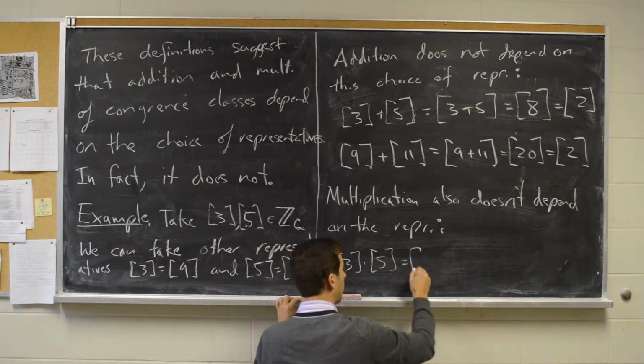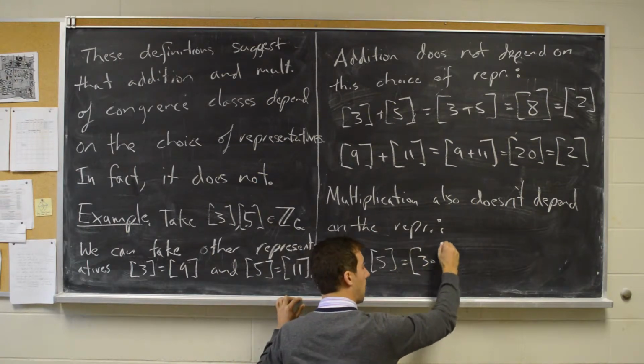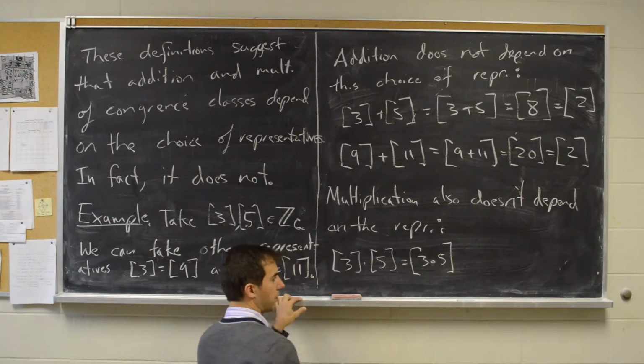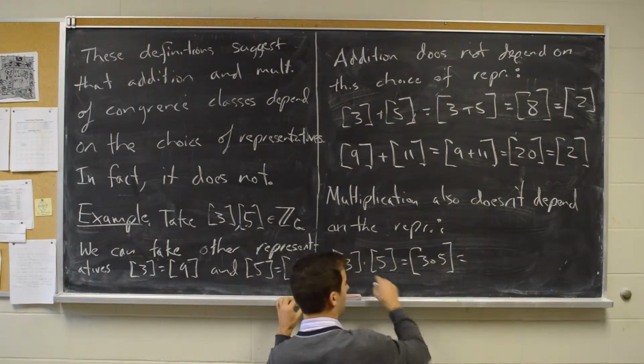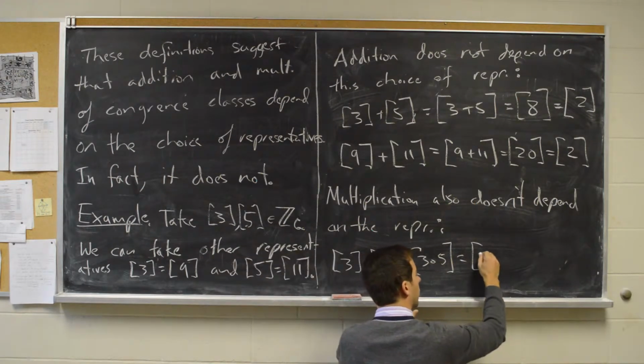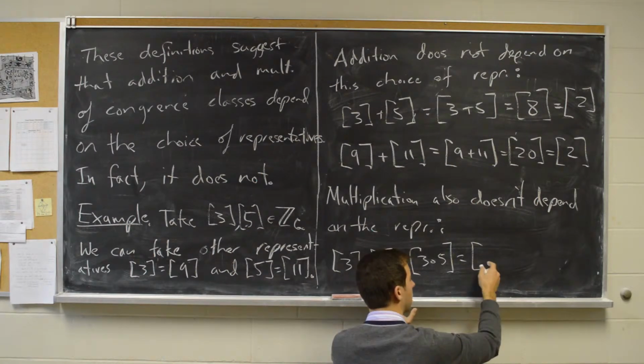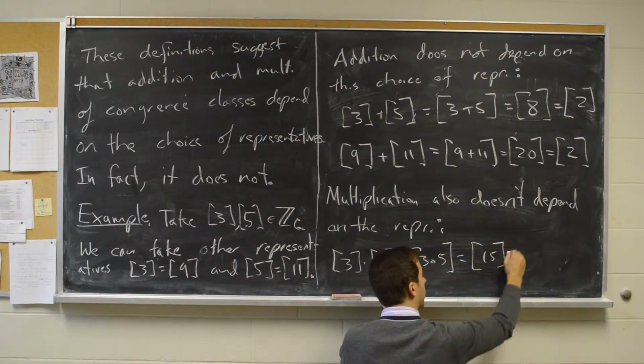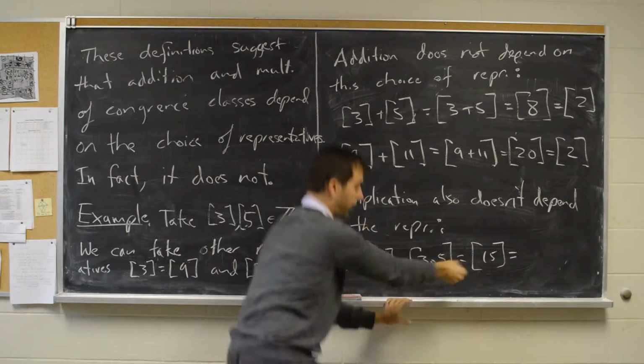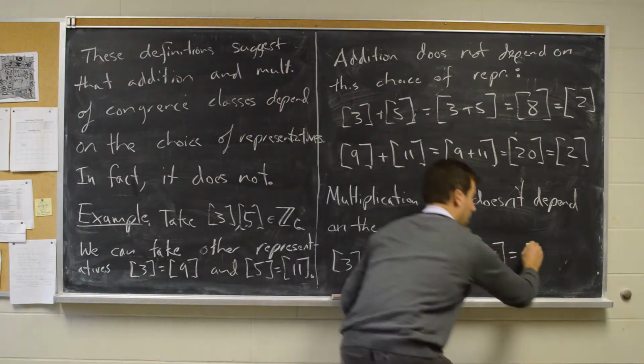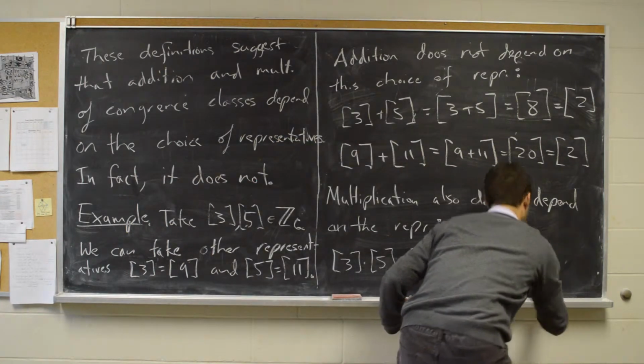I should multiply 3 and 5 as integers in order to compute which equivalence class I get as the output of this. That is, the congruence class of 3 and the congruence class of 5 should give me the congruence class of 15. Subtract 6 twice, so subtract 12, and I get down to the congruence class of 3.